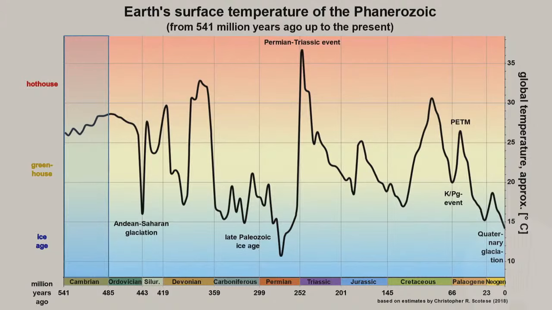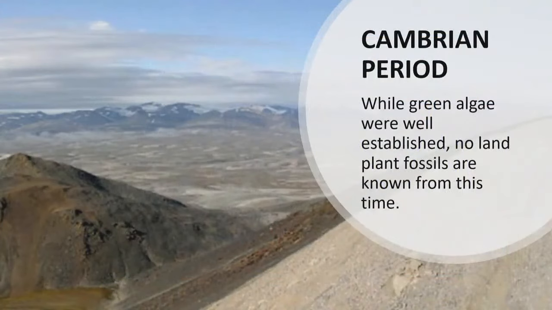And if we look at where we are today, we're actually in a pretty cool period in our planet's history. There were likely polar ice caps and a series of glaciations as the planet was still recovering from the earlier snowball Earth, which we didn't really cover, but there was that time when the Earth was frozen. So while green algae were well established during the Cambrian, no land plant fossils are known from this time.